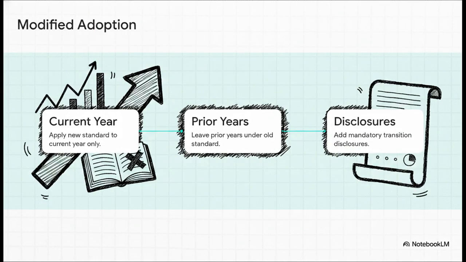Finally, there's a third scenario: adopting a brand new accounting standard mandated by the regulators. Often, they'll allow what's called a modified retrospective adoption. I know, it sounds super complicated, but just follow this simple flow. Step 1, you apply the new standard to your current year only. Step 2, you leave your prior years completely alone. They stay comfortably under the old standard. And Step 3, you add the mandatory transition disclosures to your notes to bridge the gap for the reader. It saves you from restating history, but you absolutely must be crystal clear in the notes about what you just did.